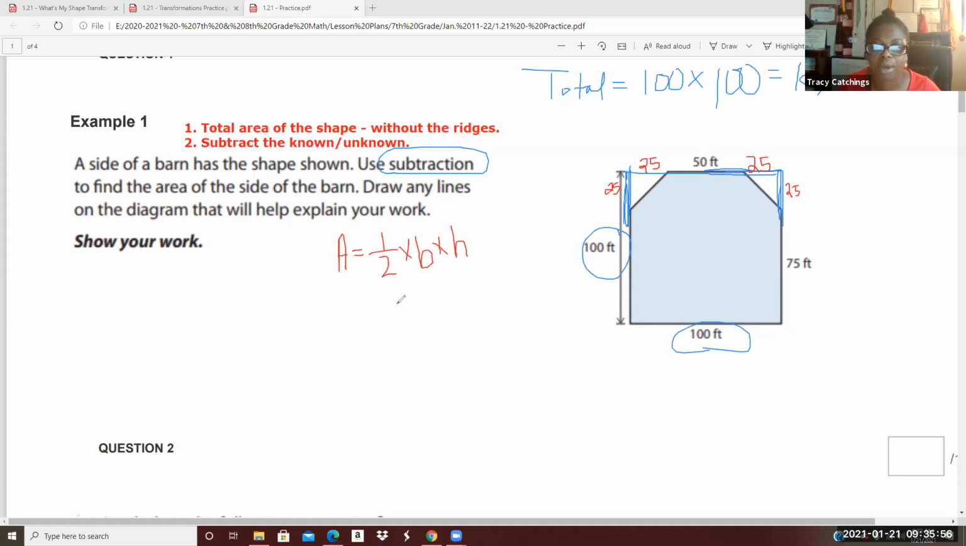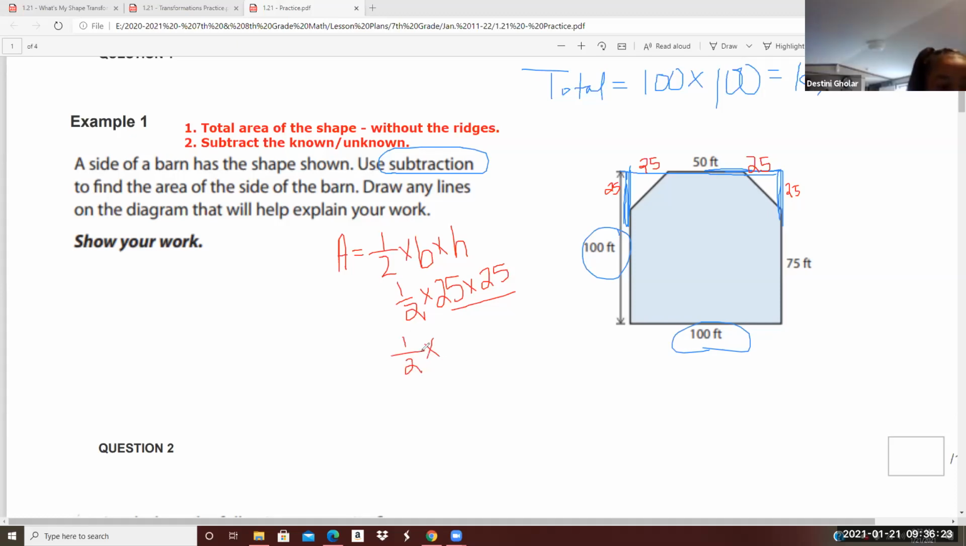All right, so a half times base times height. What do we say the base of that triangle is? 25. The bottom of the triangle. And then what would be the height of that triangle? 25. All right, somebody go ahead and do 25 times 25. 625. All right, take half of 625.